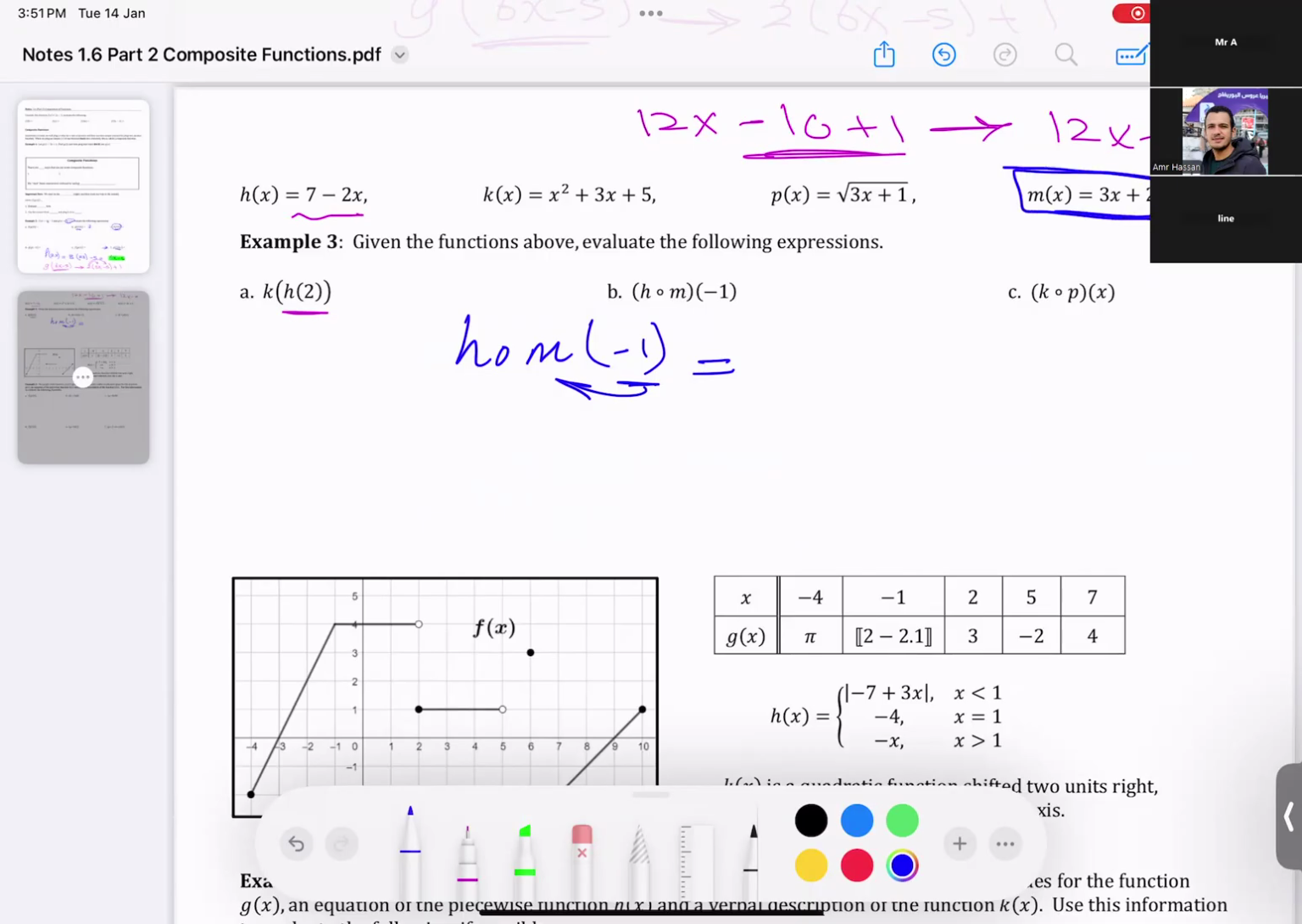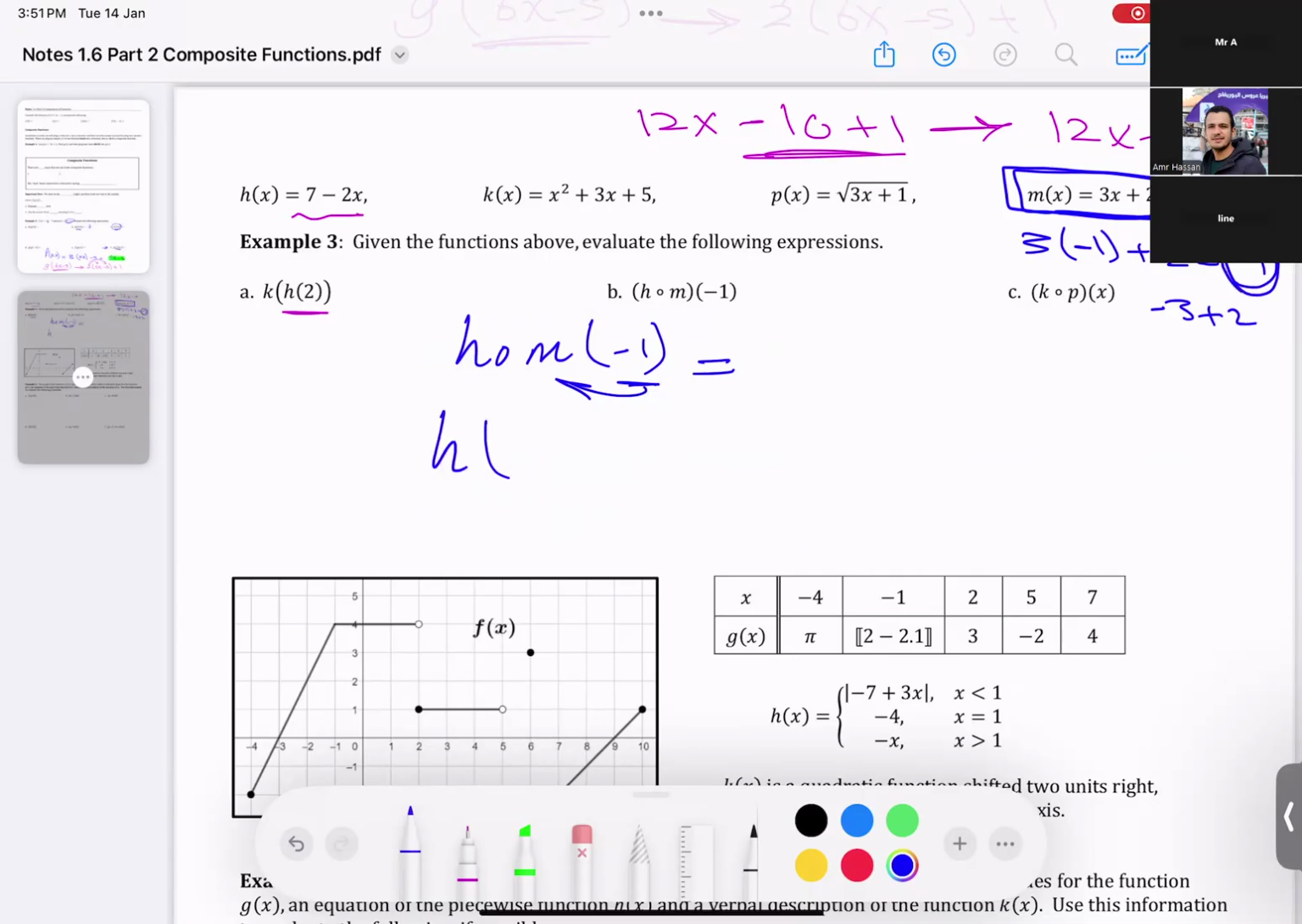So let me get what is m of negative 1 first. It makes sense that this one is going to be 3 times negative 1 plus 2. So it's going to be negative 1, because this looks like negative 3 plus 2. So this one is negative 1, right? I ended up with a new negative 1.